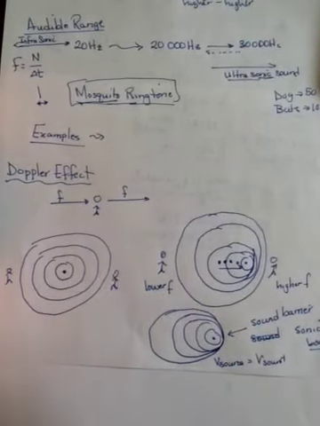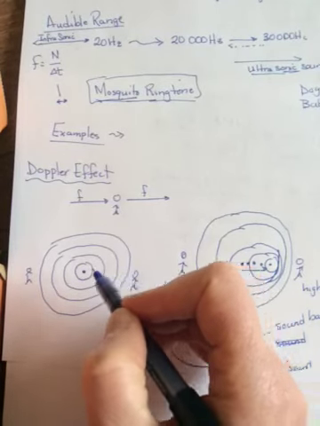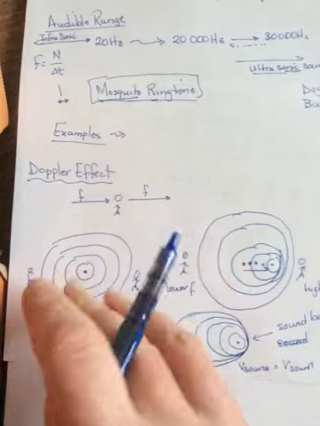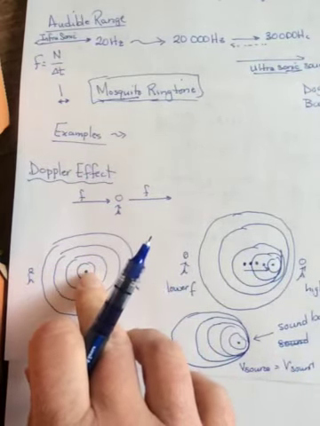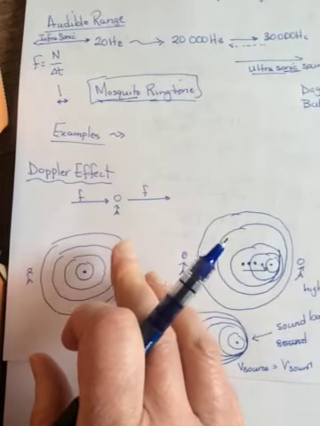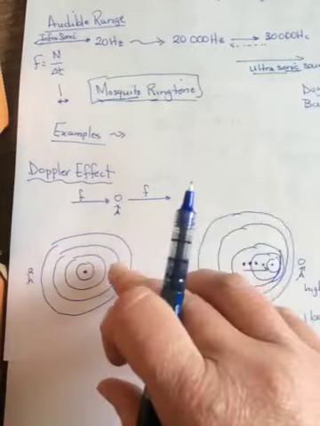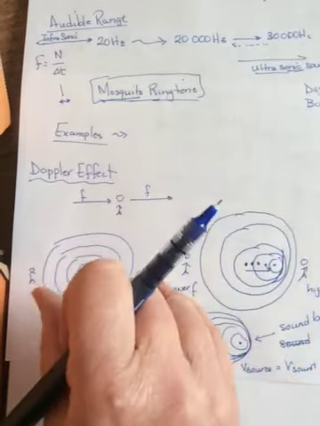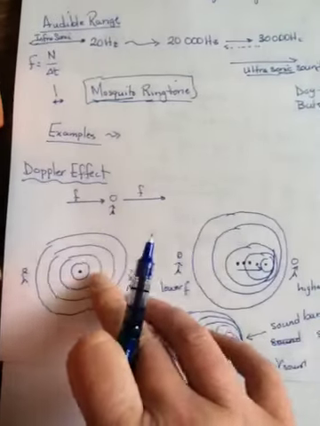Okay, so just to finish up the Doppler effect. If the source and the observer are both stationary, then what the observer is going to hear is exactly the frequency that the source is giving out. That's the first picture there on your sheet. The person on the right and on the left are both hearing the actual frequency of the source.